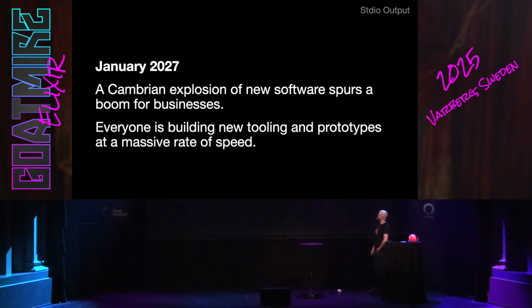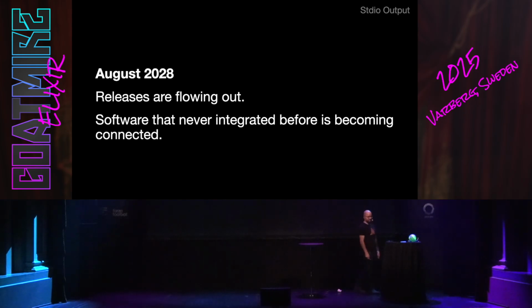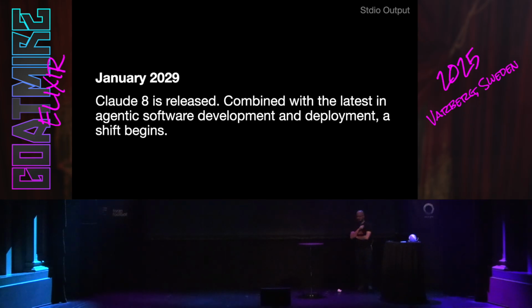Cambrian explosion of new software spurs a boom for businesses. Everyone is building new tooling and prototypes at a massive rate of speed. Okay, this sounds nice. Maybe we get a good future this time, right? August 2028, releases are flowing out. Software that never integrated before is becoming connected. Okay, I already see where this is going wrong.